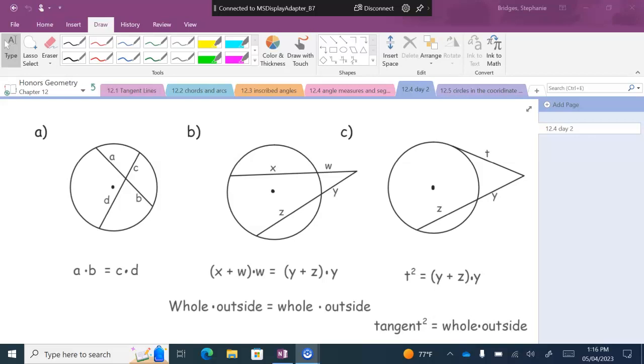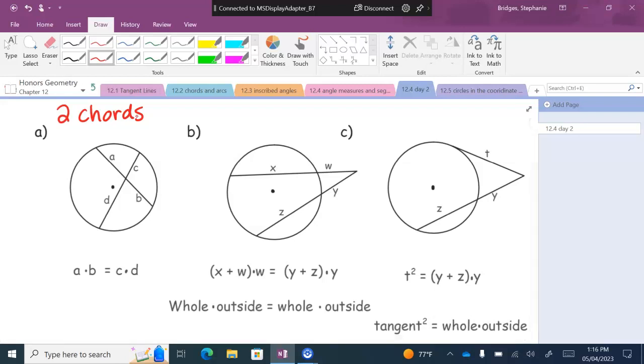So looking at A, do I have two chords, two secants, or a secant and a tangent? Those are the three options that we're looking at. Two chords. Okay. So two chords is what we have here. How do I know they're chords? Because those lines don't extend past my circle.